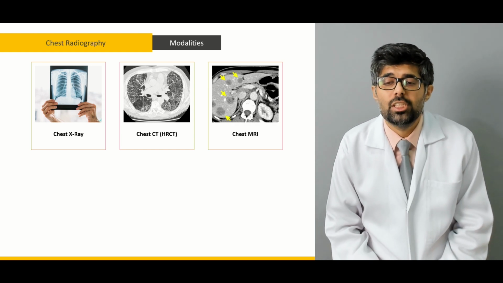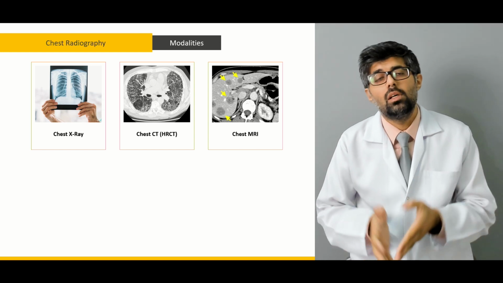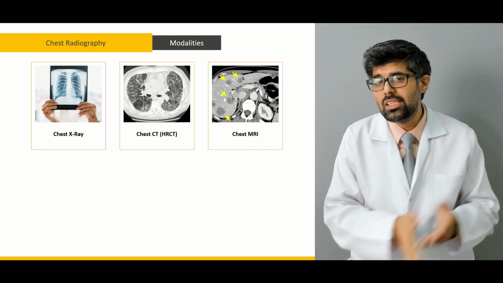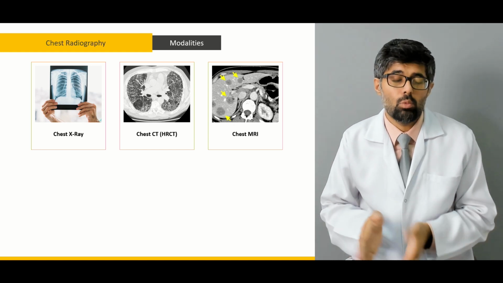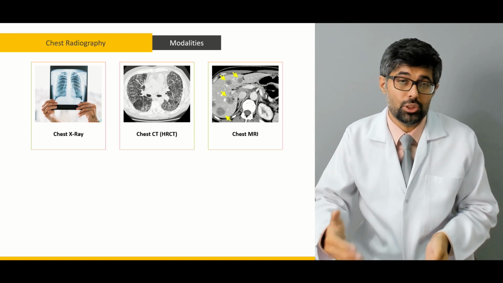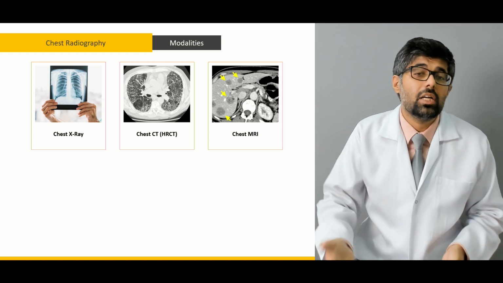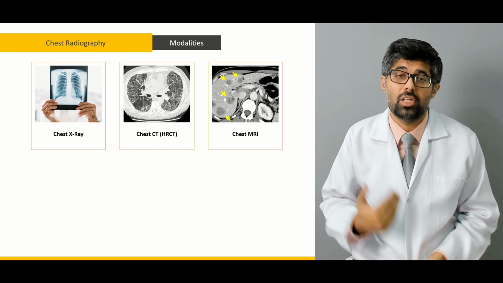Next is the chest MRI. Now there are certain diseases or infections where instead of CT scan, MRI is used. Now I will give you certain examples where MRI is used instead of a CT scan, but MRI is not uncommon for the problems of thoracic origin.